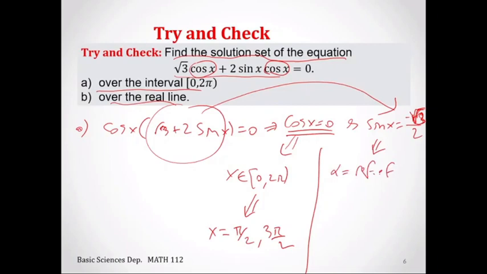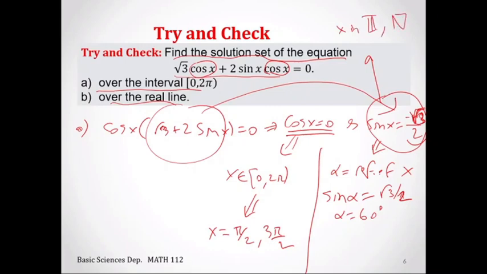Alpha is the reference angle of x, and now sine alpha will be the positive value of this, which is square root 3 over 2, and then alpha is the acute angle here. What is alpha? Alpha is 60 degrees, if you remember. So the question comes here: sine x is negative, so x is in which quadrant? So x is in the third quadrant or the fourth quadrant.